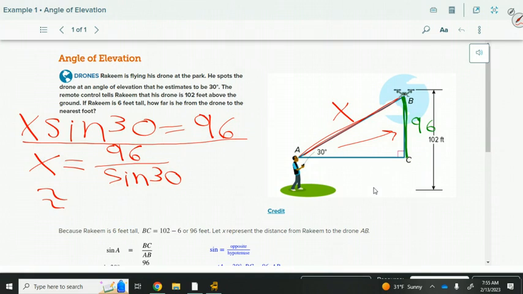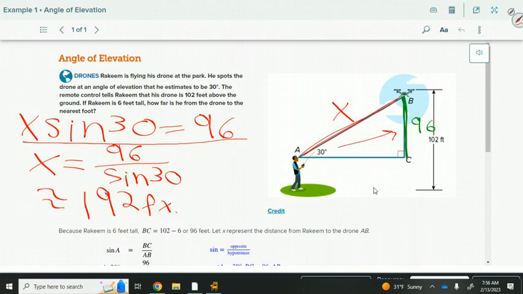Is that what people were getting? If you did not get that number, please raise your hand. I will come by real quick and make sure that you typed it in correctly. Because this is where it does get a little tricky when you're using the calculator, because it's very particular about where we need to put the parentheses. But yeah, so 192 feet.